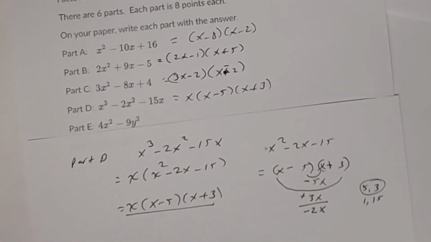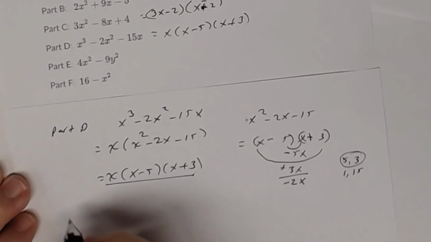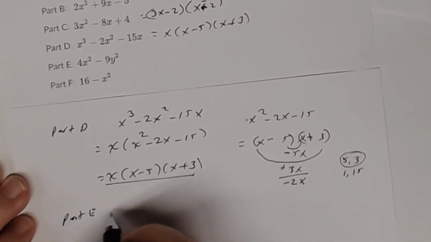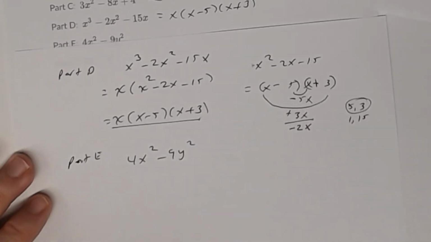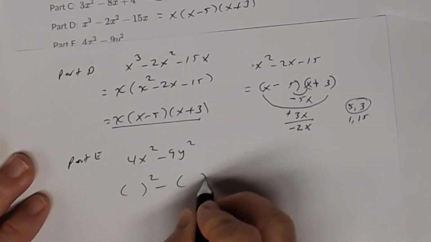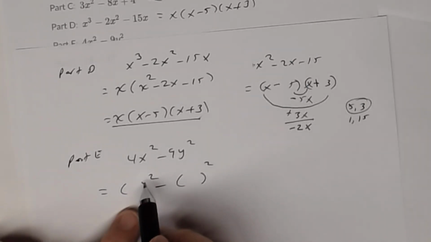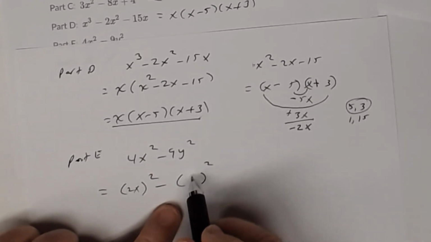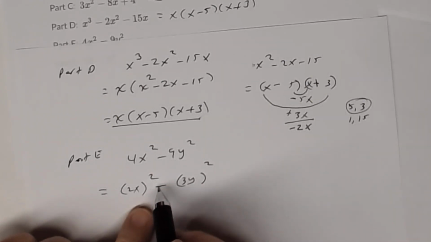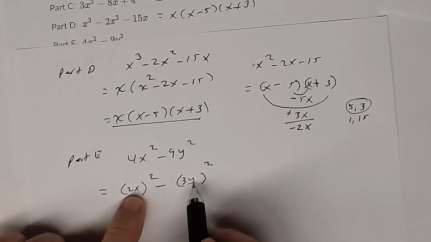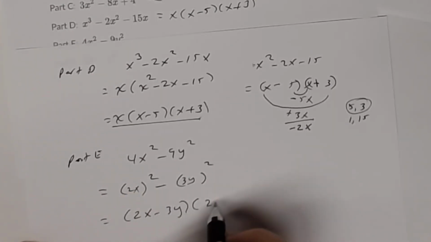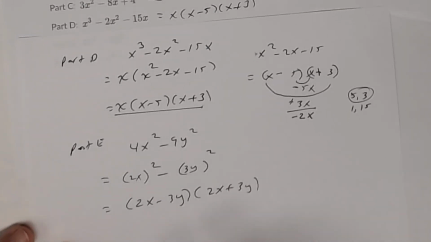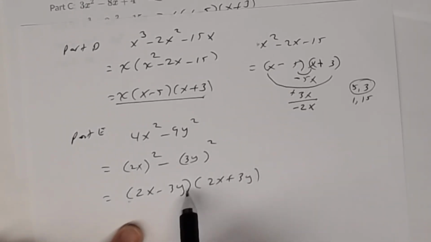In part E, you had these 2 terms, and notice you're supposed to recognize in this case that 4x squared minus 9y squared is the difference of 2 squares. So in other words, 4x squared is 2x times itself, and 9y squared is 3y times itself. So notice the difference of 2 squares. And so then I can factor that as 2x minus 3y times 2x plus 3y. And you can always check yourself, right? So before you go into the next problem, make sure that's correct.